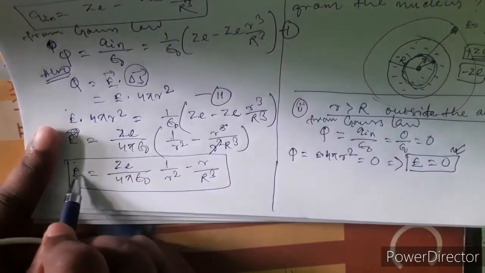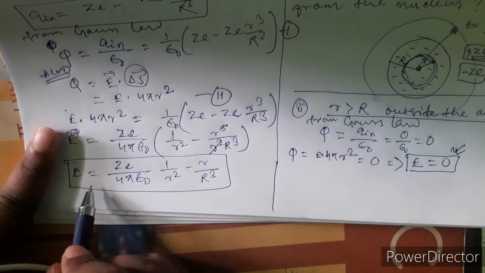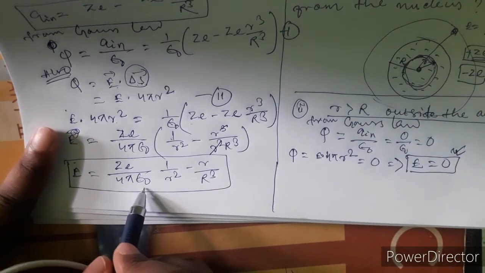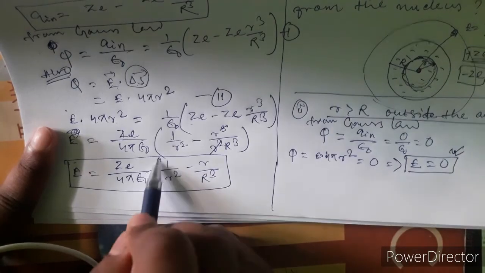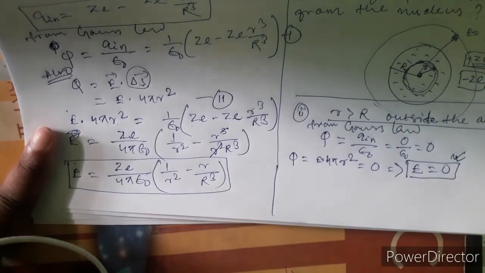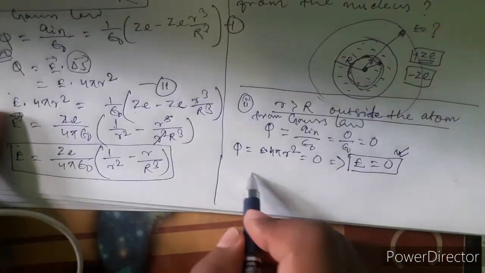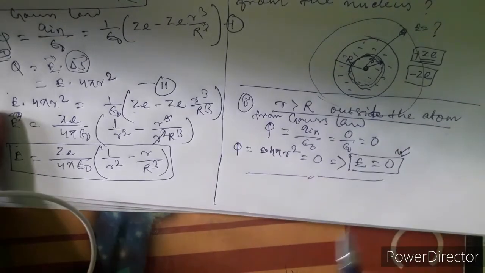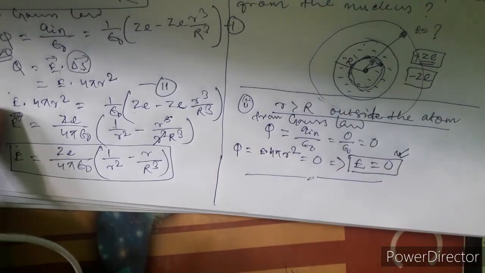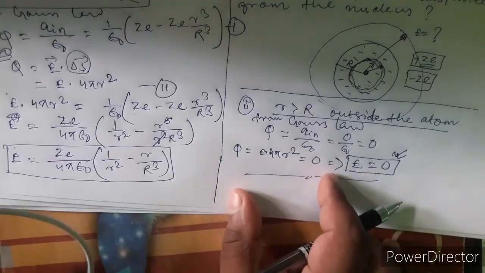And what will be the electric field inside? Electric field inside the atom is ZE by 4 pi epsilon naught times 1 upon r square minus r by R cubed. Okay, so I hope you understood this question. This is a very important question. Let us discuss another question in the next video. Thank you.